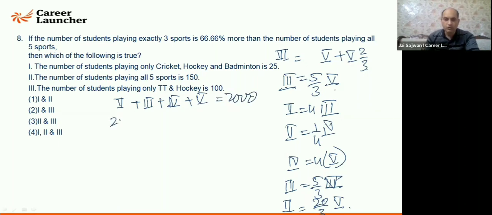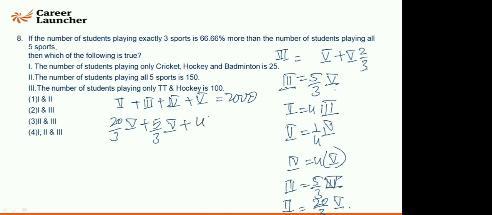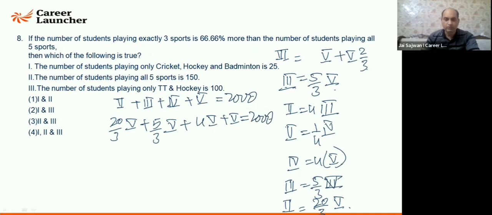People who play 2 games is 20 by 3 of 5 games. 3 games is coming out to be 5 by 3 of 5 games. 4 games is 4 times of 5 games. And 5 games is 5 itself, which is equal to 2000. I believe it is clear. So it is 20 by 3 plus 5 by 3 plus 4 plus 1 times 5 is equal to 2000.